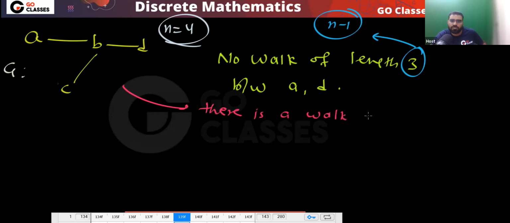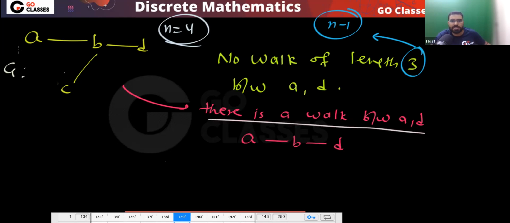There is a walk between A comma D. Yes, there is a walk, right? For example, this is the walk. So there is a walk between A comma D. Now you can notice, if I do this, something interesting happens.